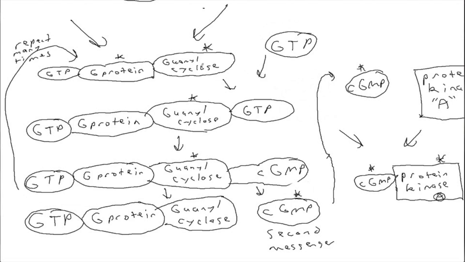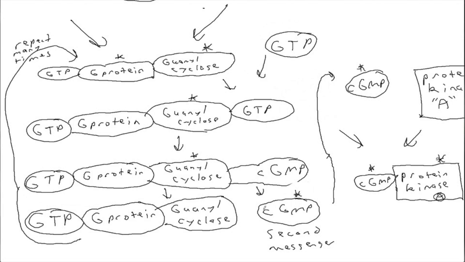Okay, the guanyl cyclase will allow the GTP to become the cGMP. Good. Okay, that's it. And then the guanyl cyclase will turn another GTP into a cyclic GMP. So this whole process repeats many times, and you'll produce many of these cyclic GMPs.